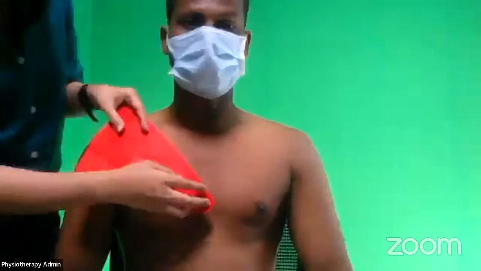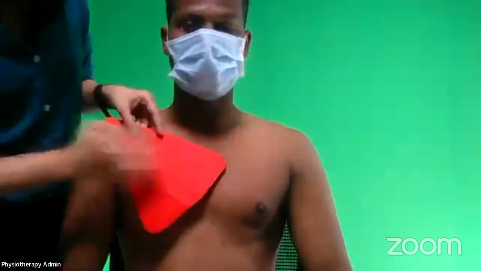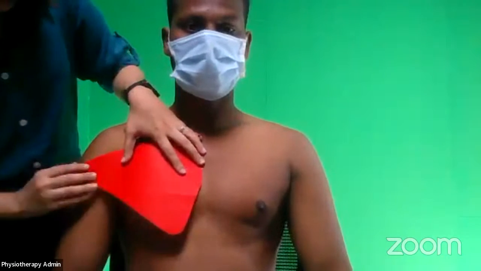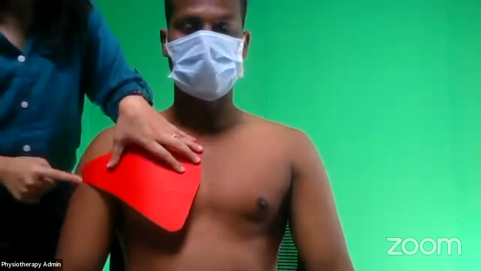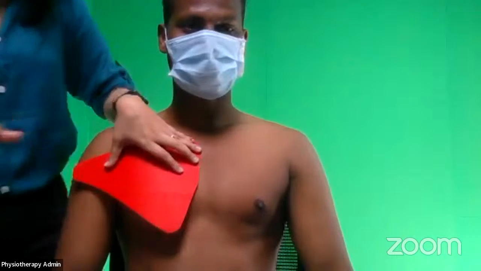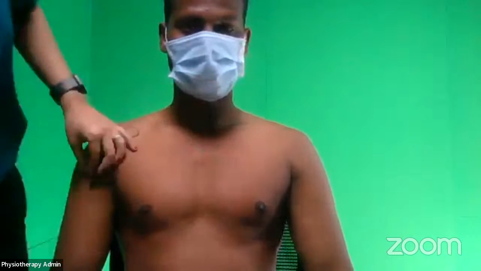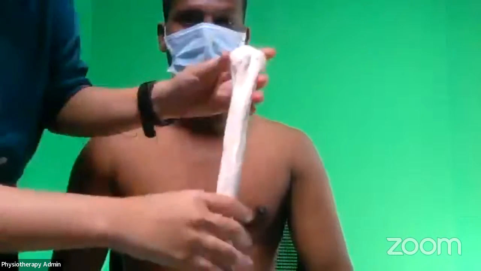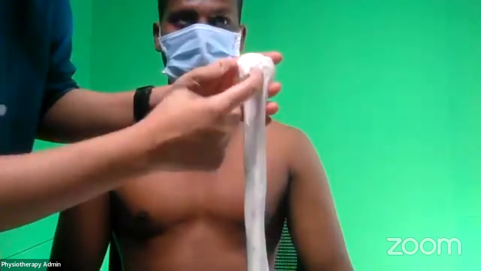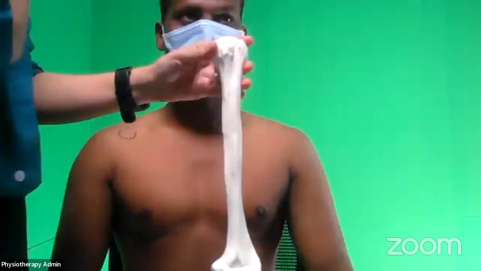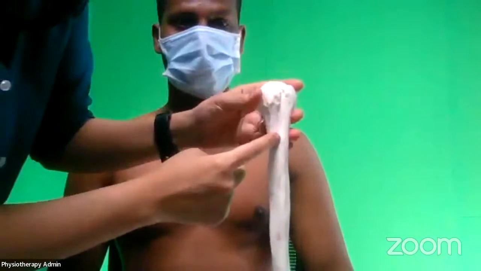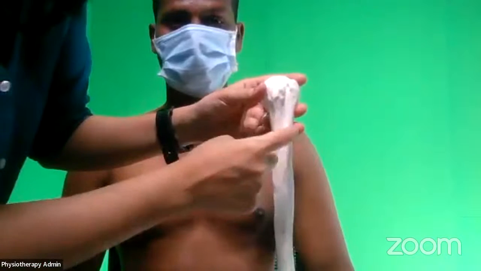So the muscle will be like this. This is how the muscle is. And it gets inserted into the lateral lip of the intertubercular sulcus. So this is the humerus. Humerus has the intertubercular sulcus. So in the intertubercular sulcus, there is the medial lip and the lateral lip.